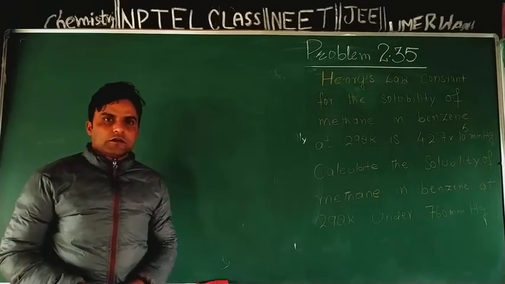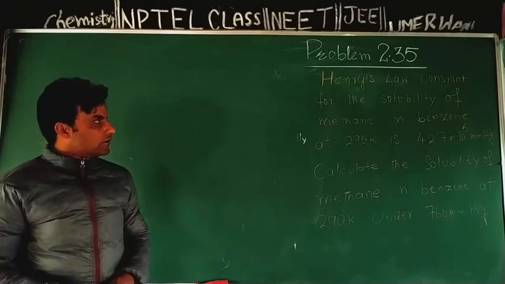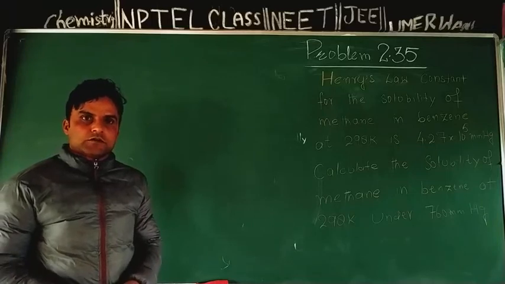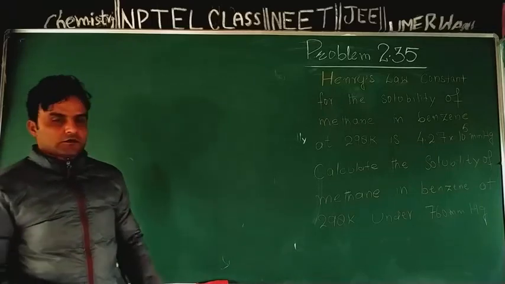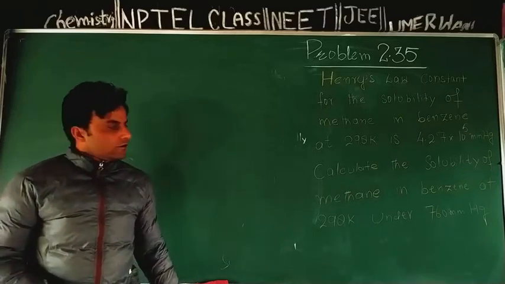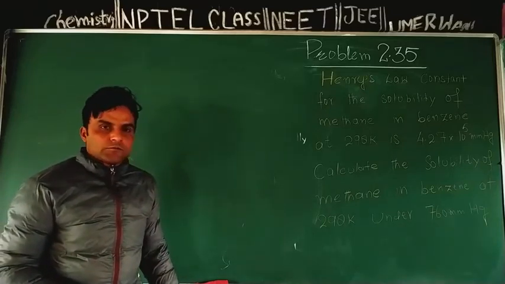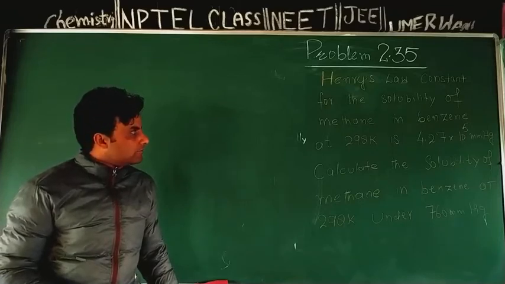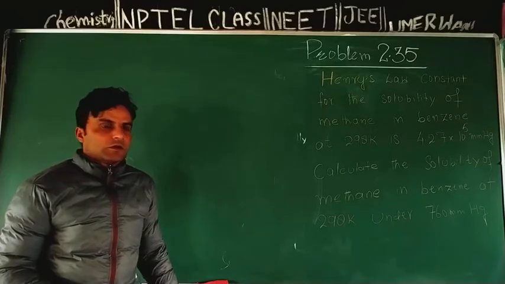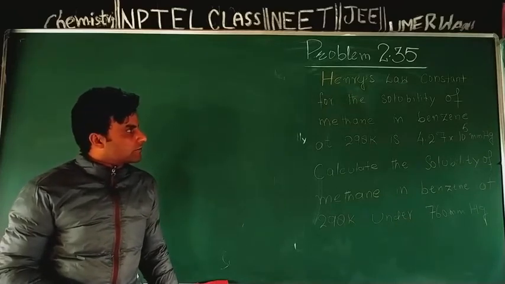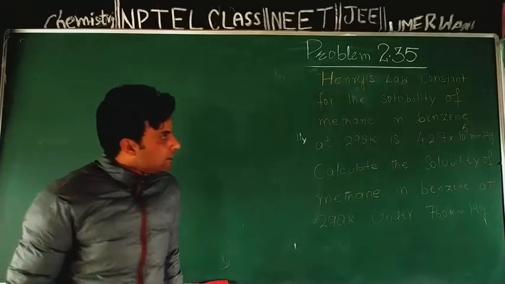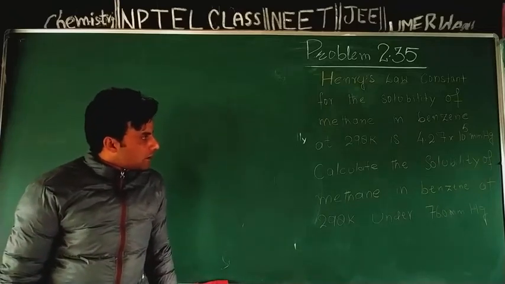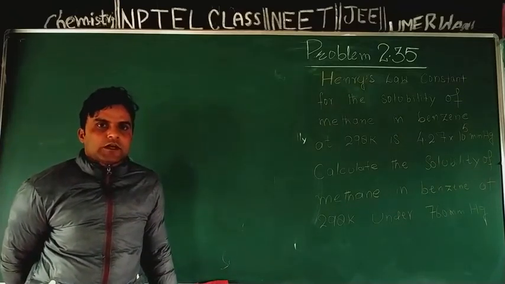On reading, I got to know that here the solute is methane gas and the solvent is liquid benzene. The pressure of methane gas above benzene is given, 760 mmHg. Temperature is given, 298 Kelvin, and Henry law constant at this temperature is 4.27 into 10 raised to the 5 mmHg. Now I need to calculate the solubility of methane gas in benzene at this temperature.